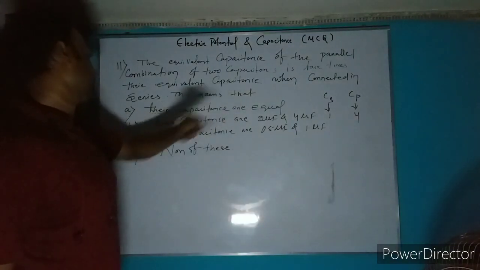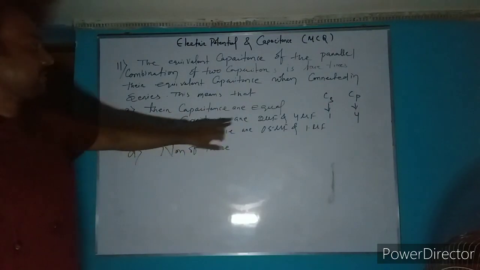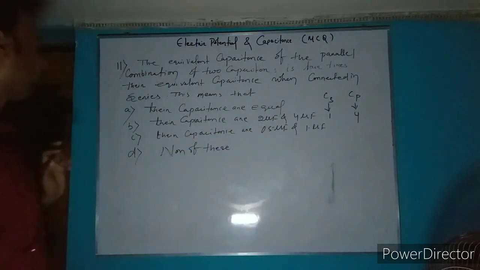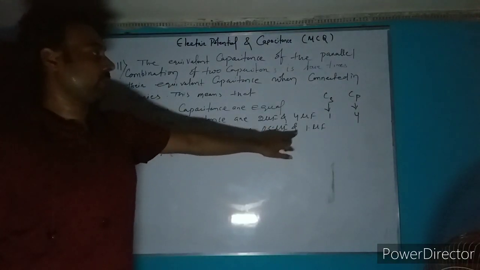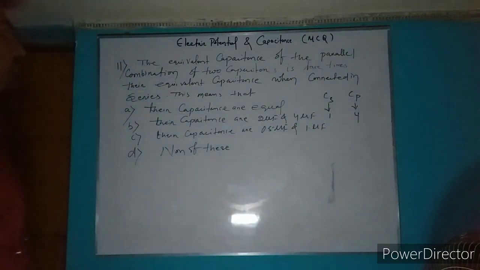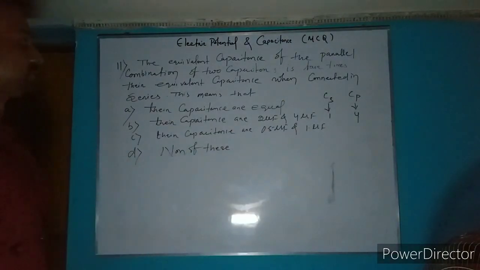Then this means that option A, their capacitances are equal. Option B, their capacitances are 2 microfarad and 4 microfarad. Option C, their capacitances are 0.5 microfarad and 1.0 microfarad, and the last option is none of these.